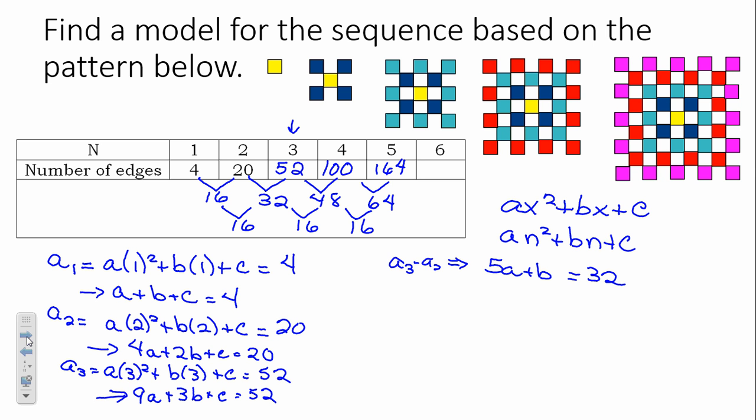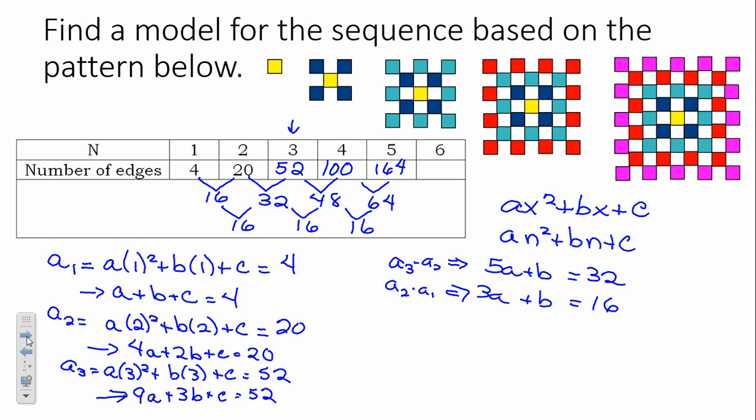We've eliminated one variable. I took the 9a minus the 4a. I took the third equation minus the second equation. 3b minus 2b, c minus c, 52 minus 20. Okay? Let's do that again. Let's take second equation minus first equation, because we'll get rid of our c again. Okay? So we're going to take a sub 2 minus a sub 1. So 4a minus a. 2b minus b. And 20 minus 4. Okay? So we've eliminated c's.